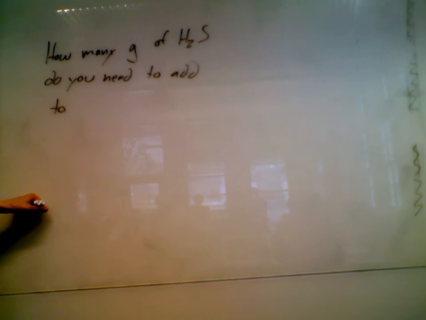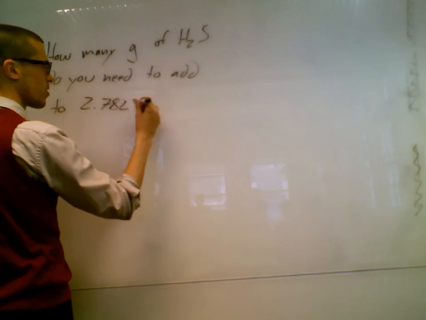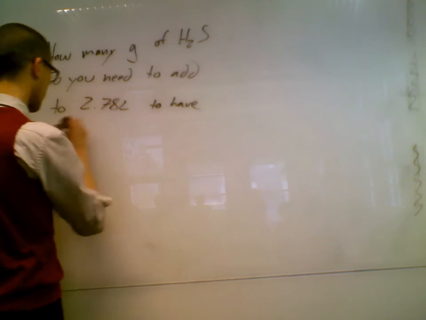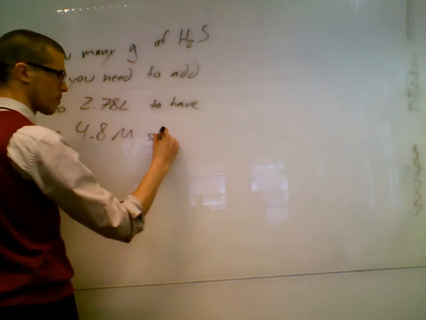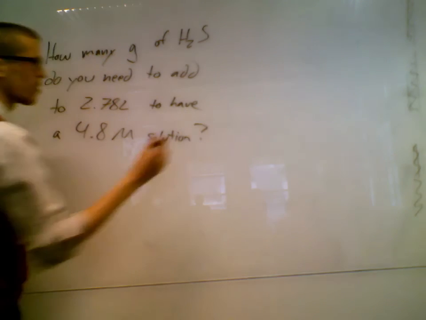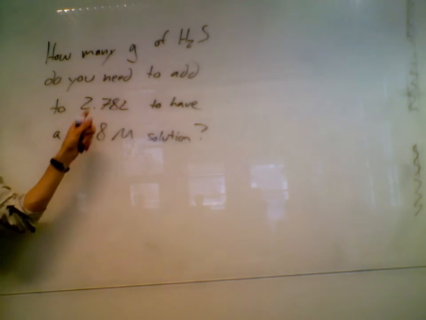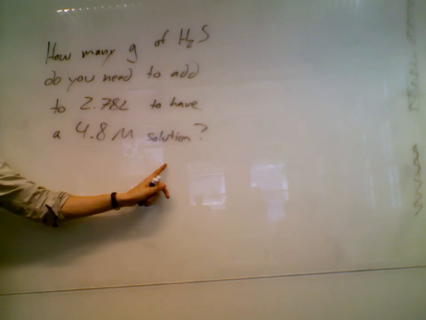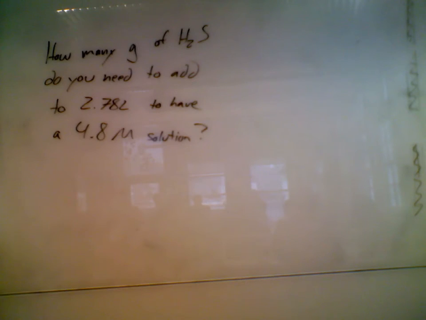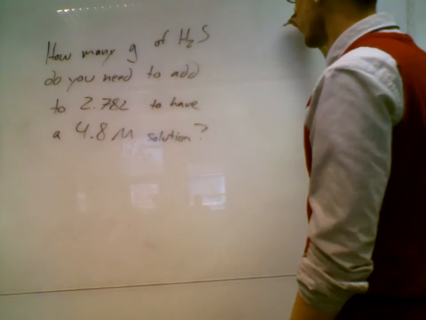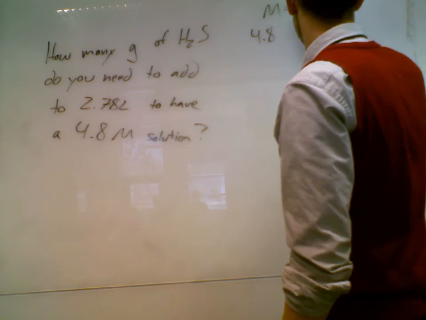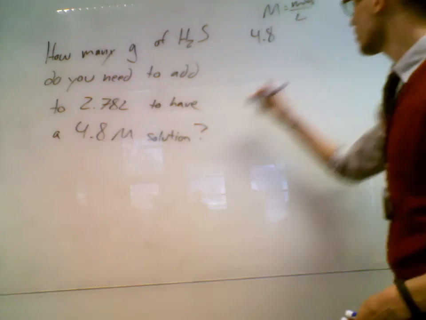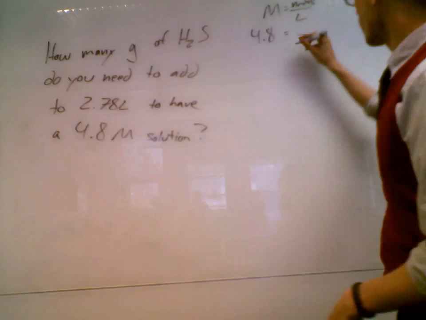to 2.78 liters to have a 4.8 molar solution? Okay, for this, we start off with our molarity. Molarity is moles over liters. So here is our molarity, 4.8, and our liters is 2.78.